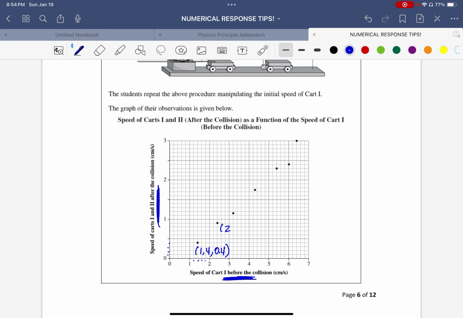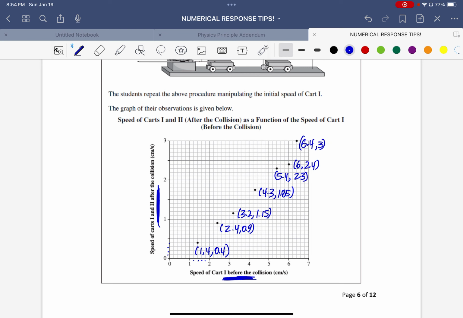Then the second one, I have 2.4 and 0.9. The third one, I have 3.2, 1.15. Fourth one, 4.3, 1.85. Fifth one, 5.4 and 2.3. Sixth one, 6 and 2.4. And the seventh one, 6.4 and 3. Make sure you can get all of those ordered pairs.